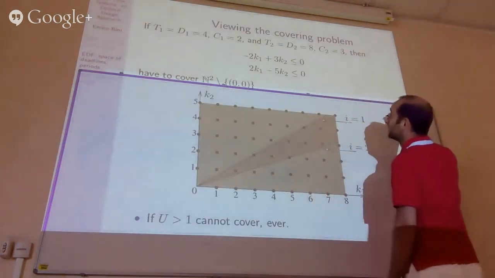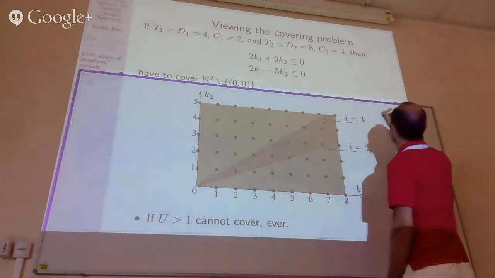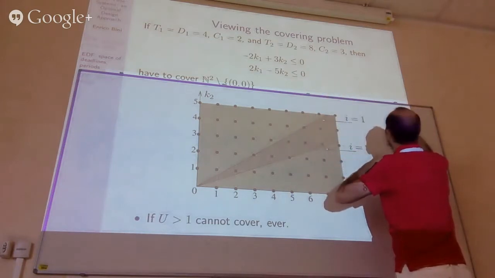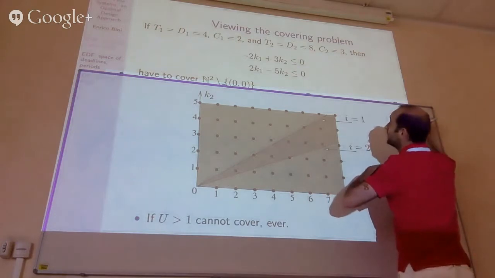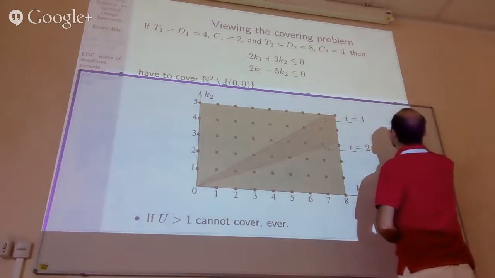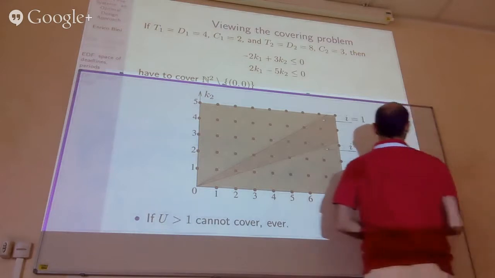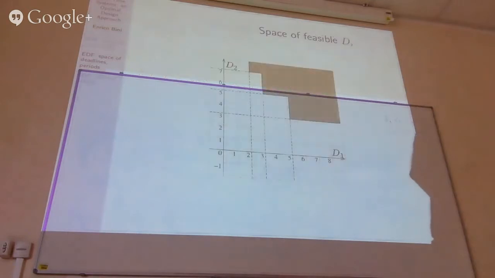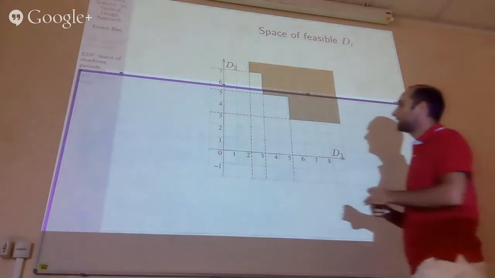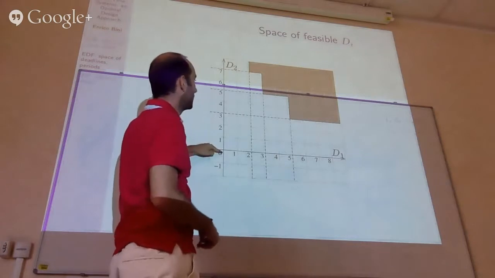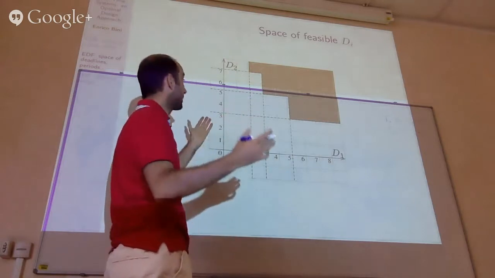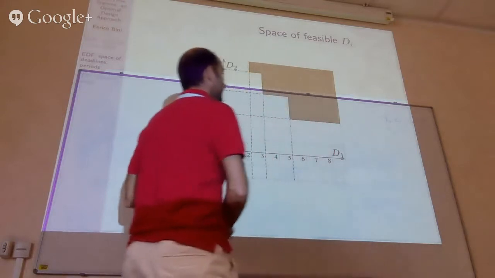So this corresponds to, let me write here so I remember, the case where I'm changing the data. So it's T1 equal to 4 and C1 equal to 2. T2 equal to 8, C2 equal to 3. Okay? So the space of feasible deadlines for this case are these ones. Of course, D2 can never be below C2, and D1 can never be below C1. This is obvious.